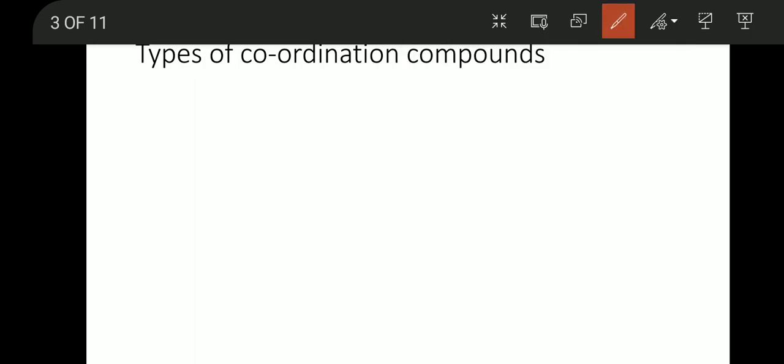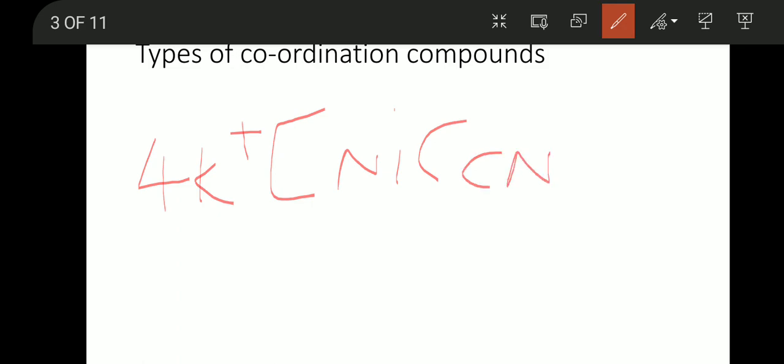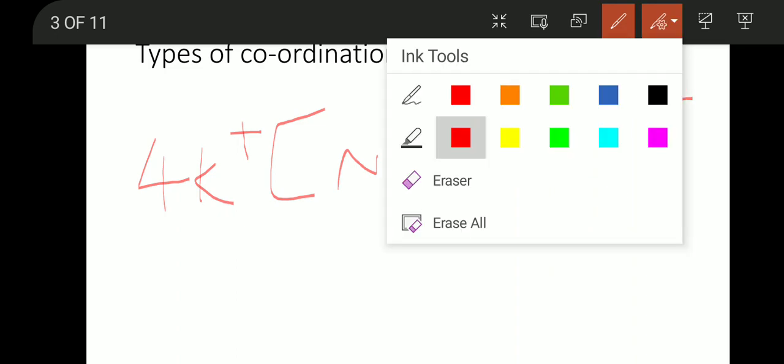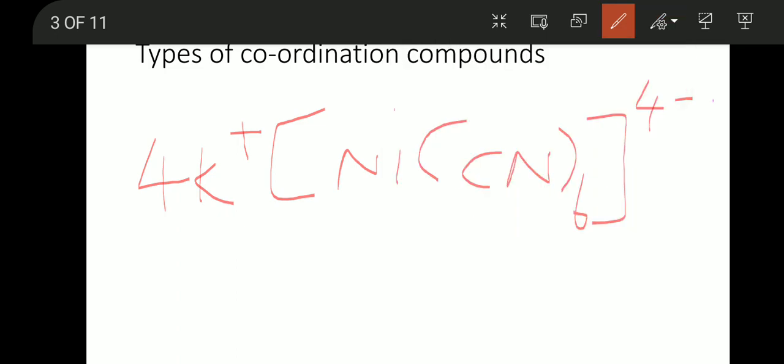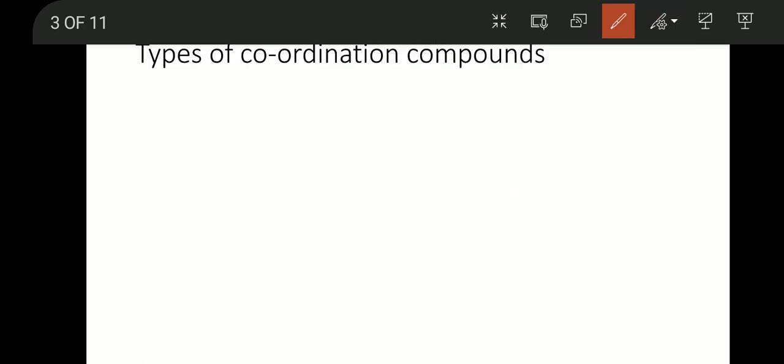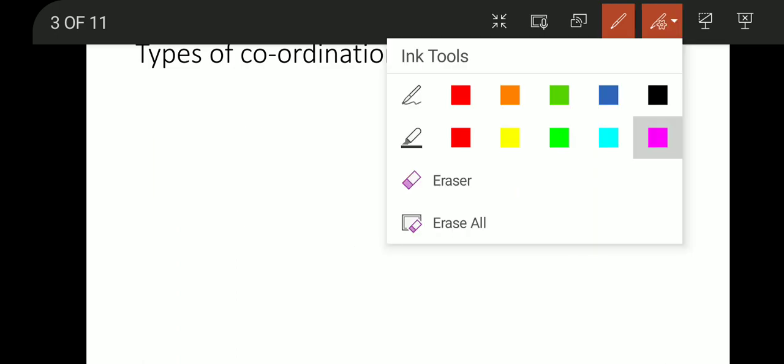Let's see examples for each. If we take this one, K4[Ni(CN)6], in this instance, you can see the outer part has minus 4 there. So, since this minus 4 belongs to this part, we say this as a negative coordination compound. Then let's see a positive coordination compound.